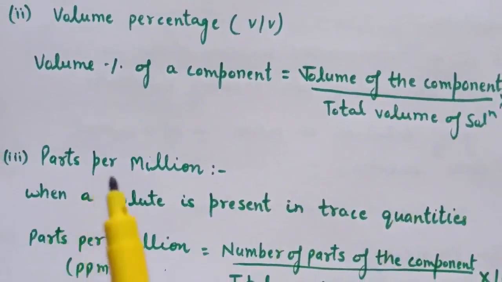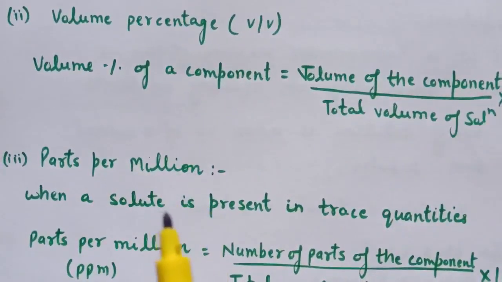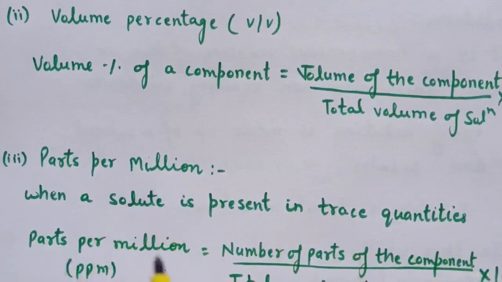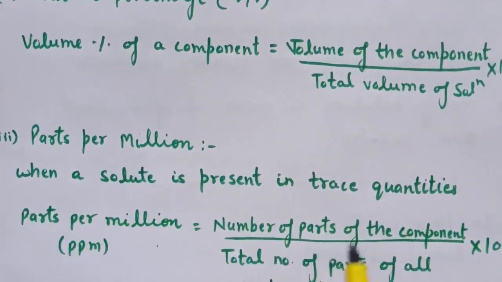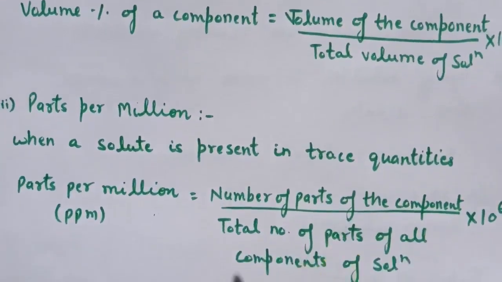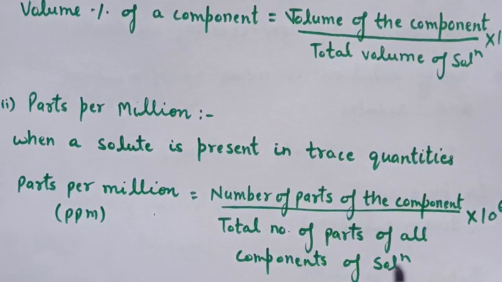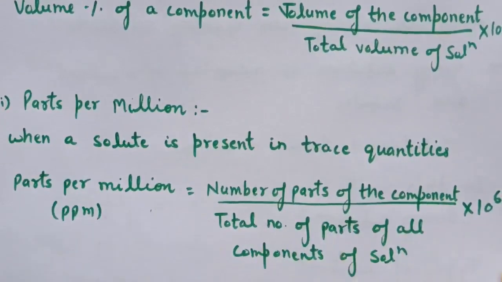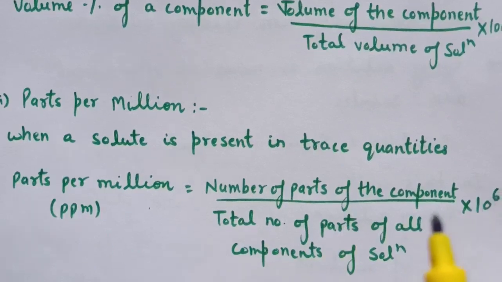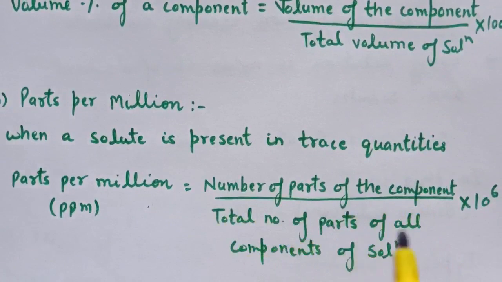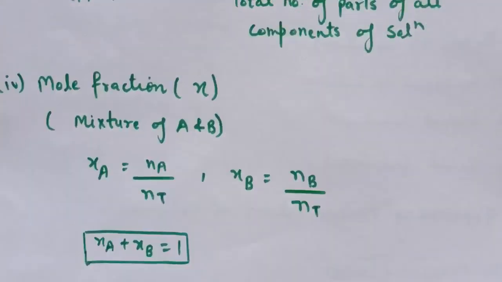Third is parts per million. When a solute is present in trace quantities, at that time we can use parts per million, that will be equal to number of parts of the component upon total number of parts of all components of solution into 10 to the power 6. So in parts per million, 10 to the power 6 is multiplied by number of parts of the component upon total number of parts of all components of solution, if we want to calculate the parts per million.